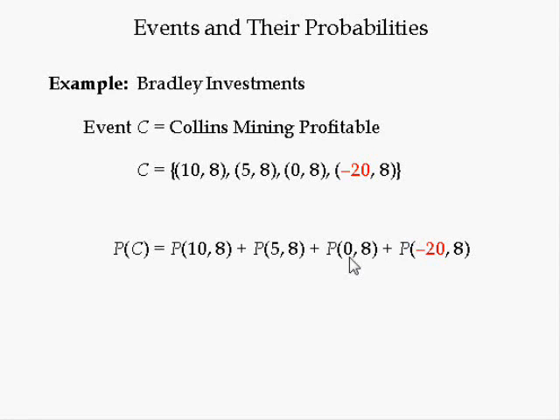Markley Oil makes the company $0, and Collins Mining makes the company $8,000, or Markley Oil investment is a loser for Bradley Investment, costing the company $20,000, and Collins Mining making Bradley Investments $8,000. Sum the probabilities up, we get 0.80.